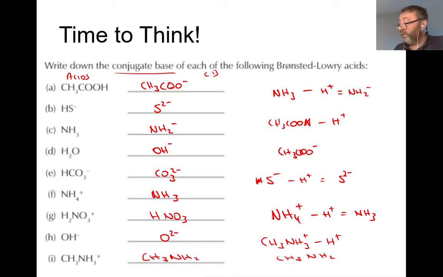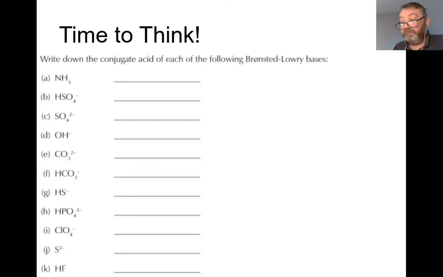And then I asked you in the second question to do the opposite. Write down the conjugate acid of each of the following Bronsted-Lowry bases. So you're starting with a base. Now, under Bronsted-Lowry theory, what does a base do? It accepts a proton. So they pick up H+. Okay, every single one of these. So all you're doing is adding H+ onto each of these molecules.